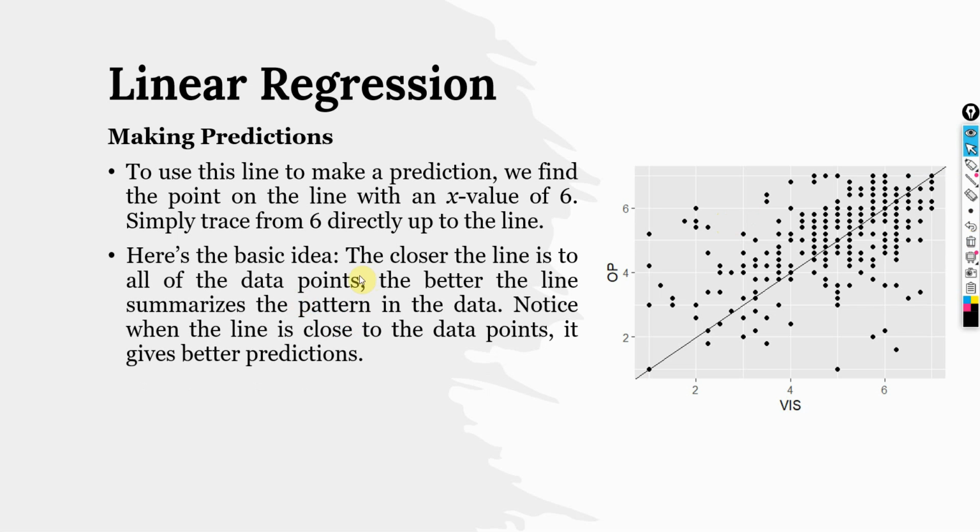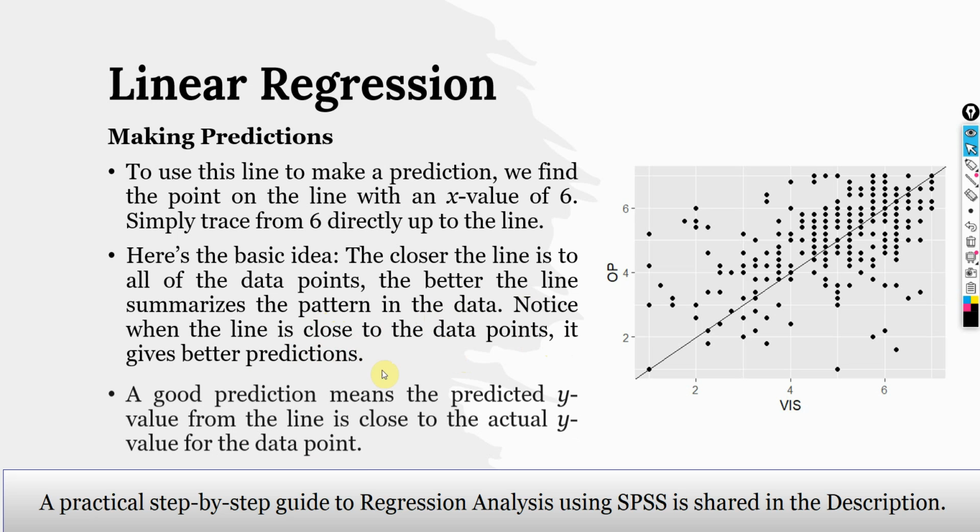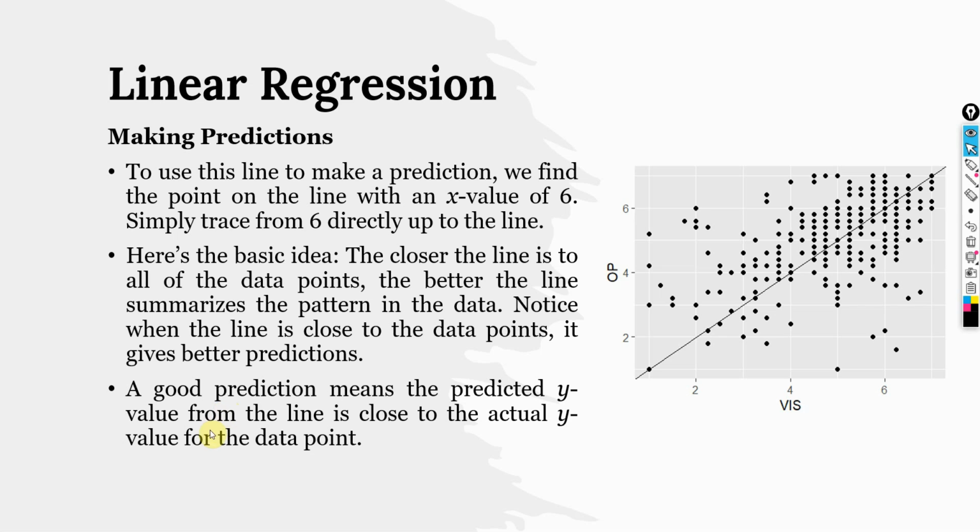Now here is the basic idea. The closer the line is to all the data points, the better the line summarizes the pattern in the data. Notice when the line is close to the data points, it gives better predictions. A good prediction means the predicted y value from the line is close to the actual y value for the data point. Now here, your data points are more or less very close to this line. And most of the time we can see that when the score of vision is increasing, there is a higher score for OP. So vision can be referred to as a good predictor for organizational performance.